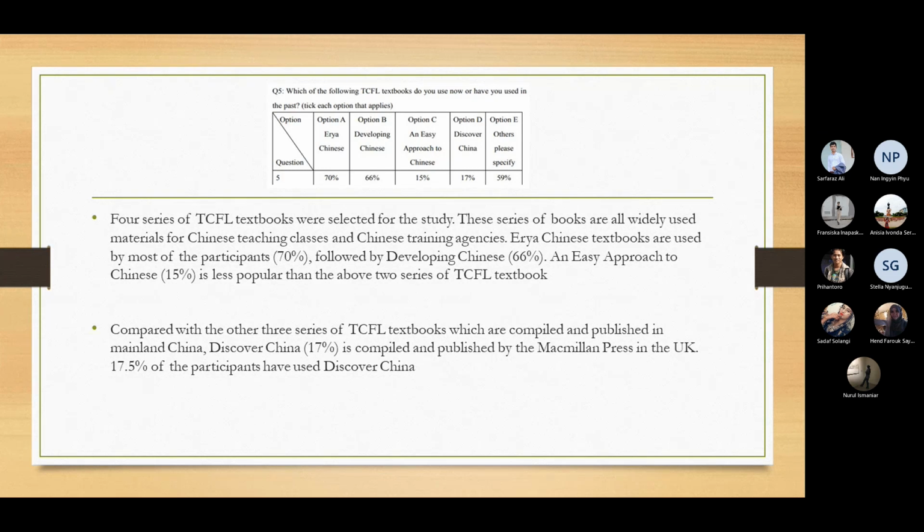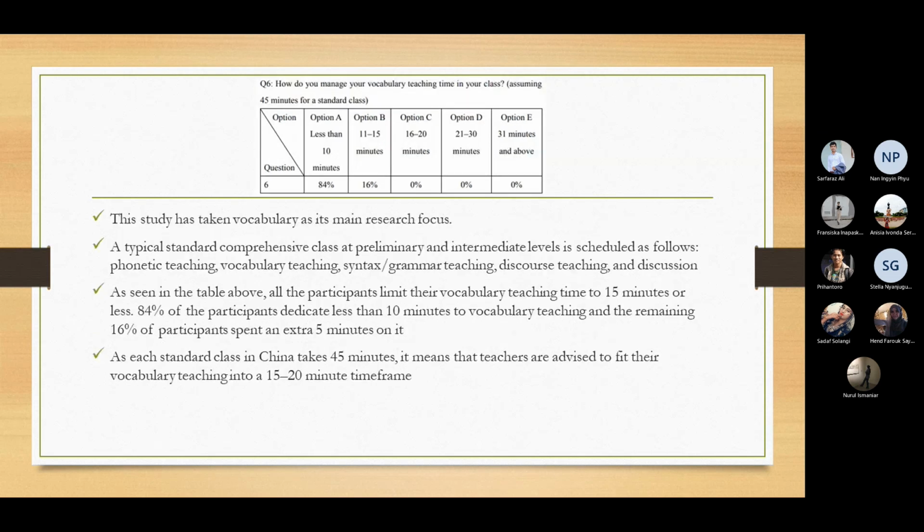So question number 5 was included in the questionnaire survey. And the sixth was: how do you manage your vocabulary teaching time in your class? It is a matter of fact that in the system of education in China, the official timing of a standard class is 45 minutes. So a teacher who teaches English or another language or Chinese, how does he divide his vocabulary timing? Does he teach it or not, and what percentage of time does he give to his students?